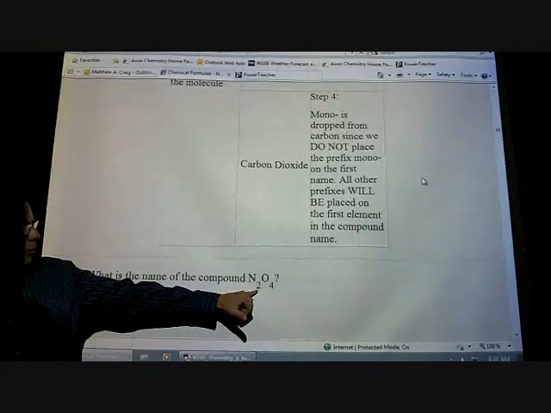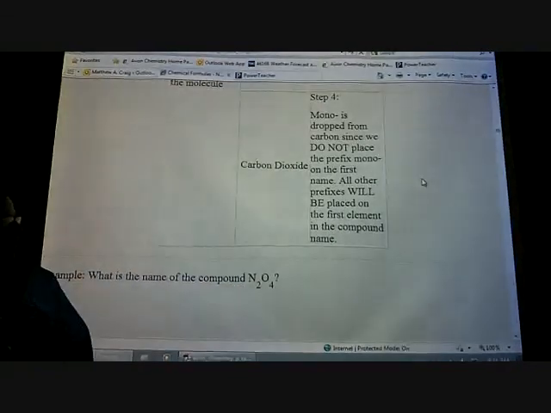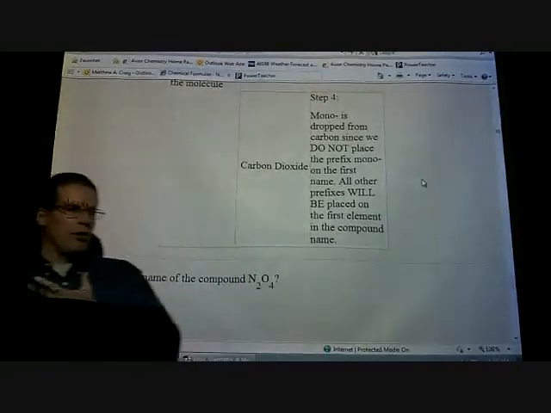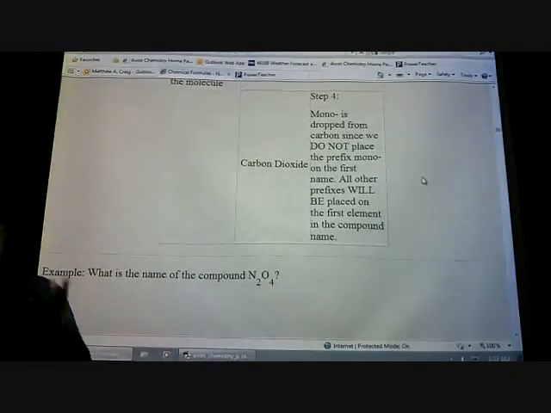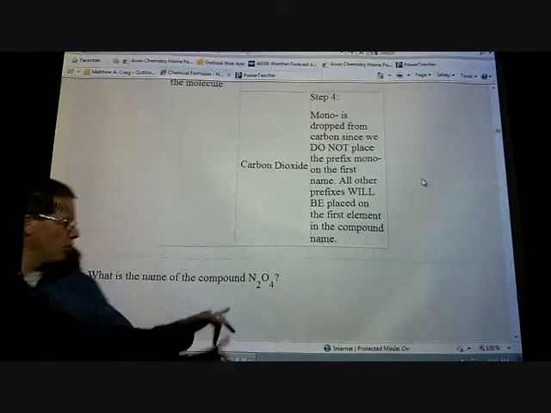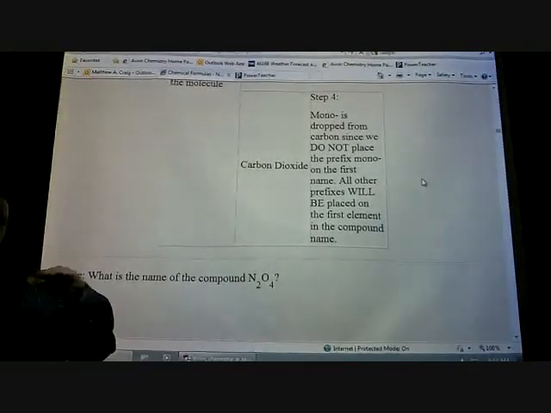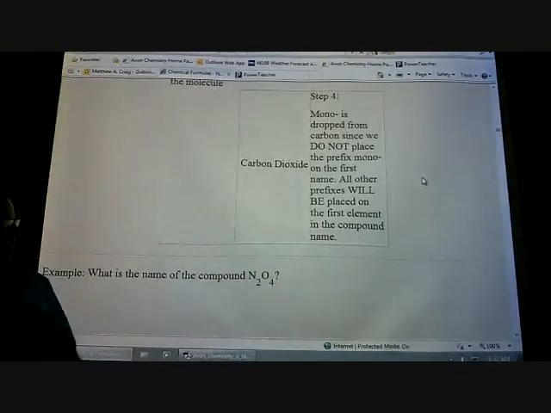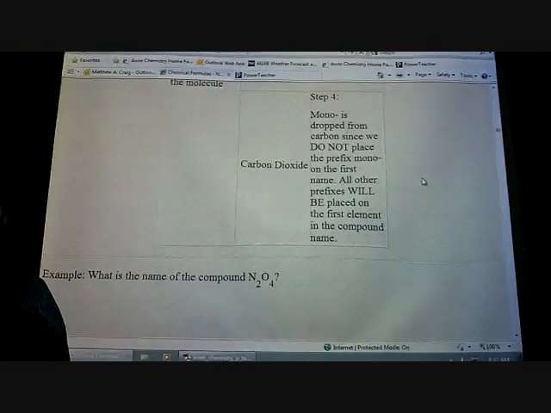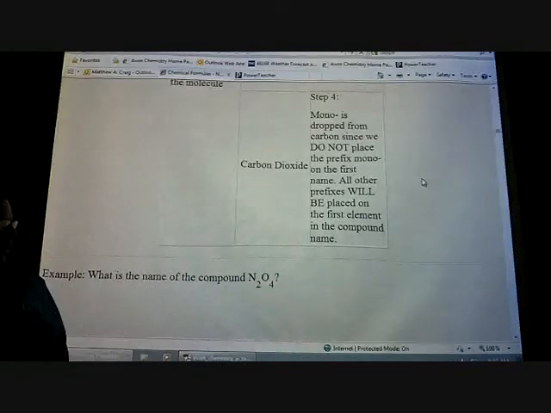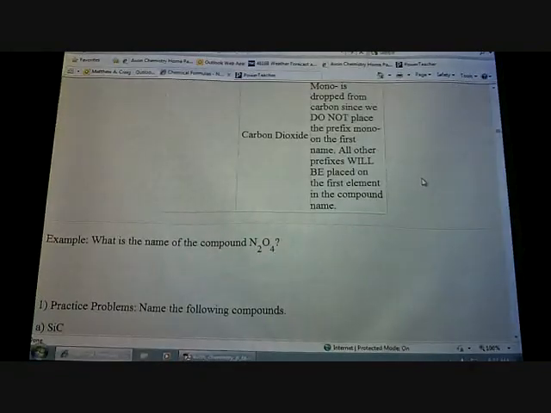So since we have two, it's di. And if you want to hyphenate, because I like to hyphenate, and that just cleans up from saying, is there two O's, is there two A's, whatever. Just hyphenate it. Di, dash, and then nitrogen. And then what's this last one here, the O4? Tetroxide. Very good. So dinitrogen tetroxide. Okay.